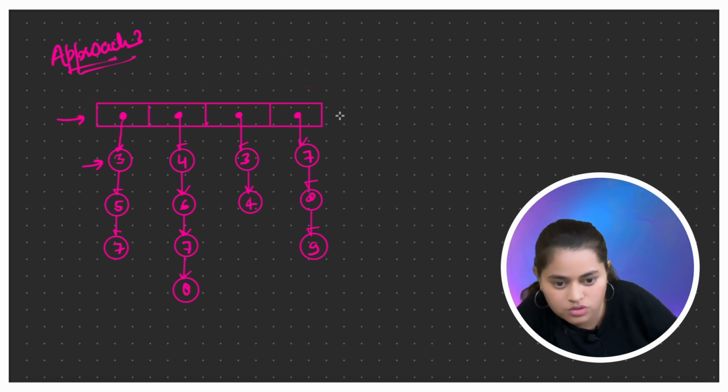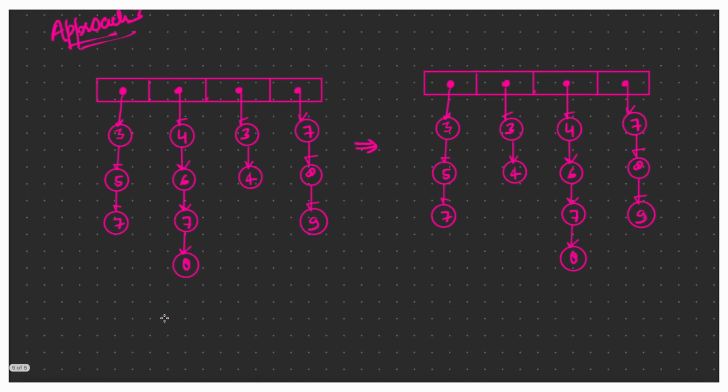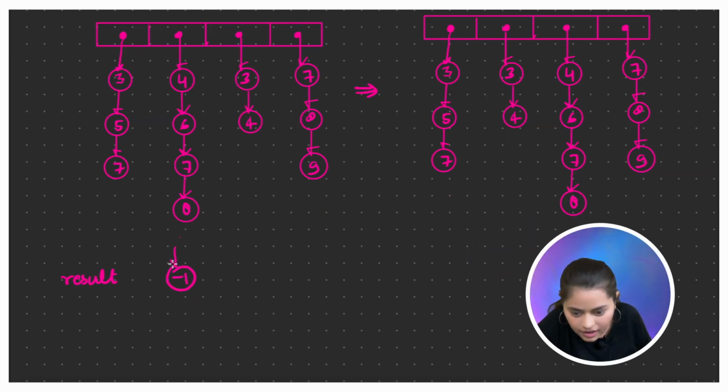So let's do it. After sorting this array based on the value of the pointers holding this array, we'll have the list like this. Now we can maintain a dummy node, which is result holding -1. This is our dummy node, and our temp.